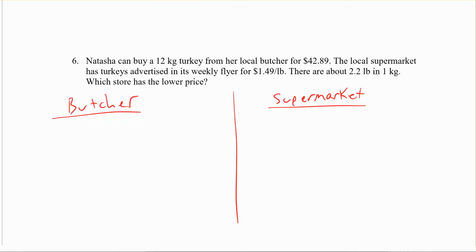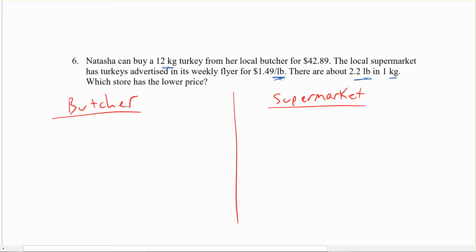Okay, so for this one, it says Natasha can buy a 12 kilogram turkey from her local butcher for $42.89. The local supermarket has turkeys advertised in its weekly flyer for $1.49 per pound. There are about 2.2 pounds in 1 kilogram. Which store has the better price? So here's the problem: we've got something in kilograms and something in pounds. We need to be able to compare the two.